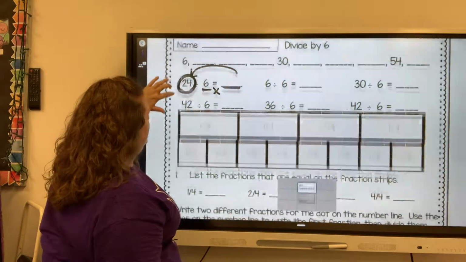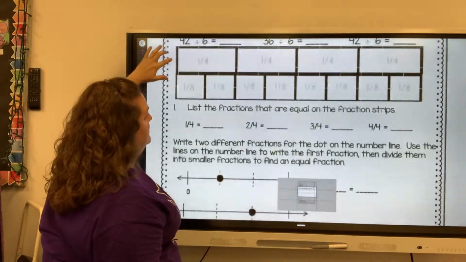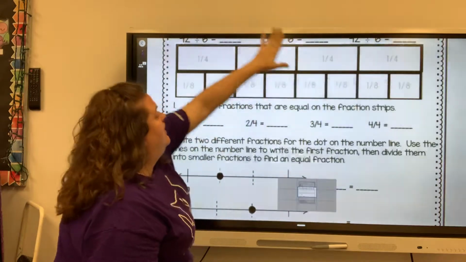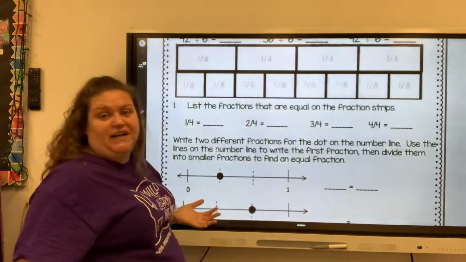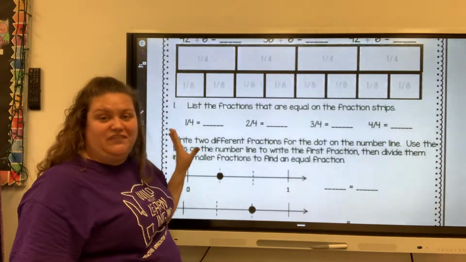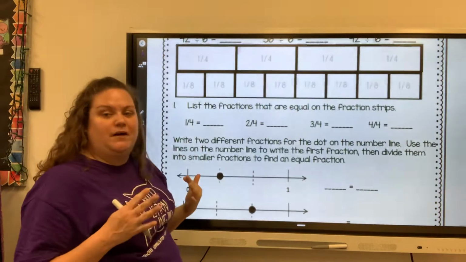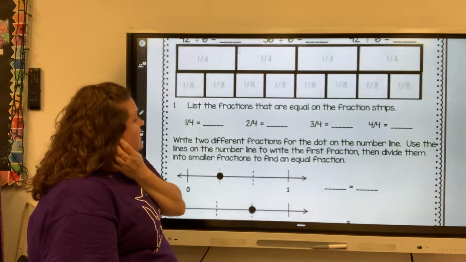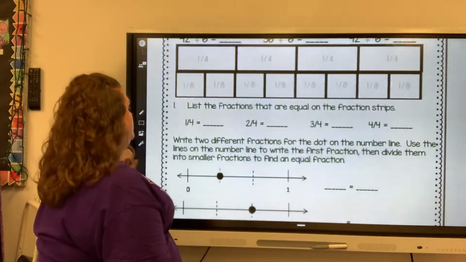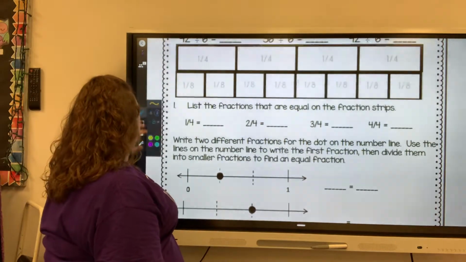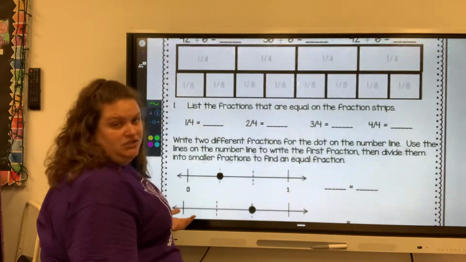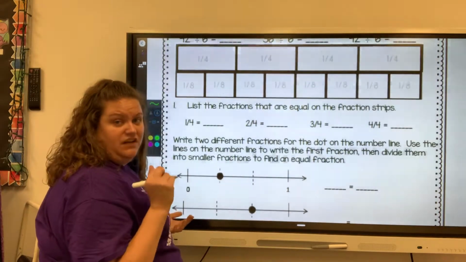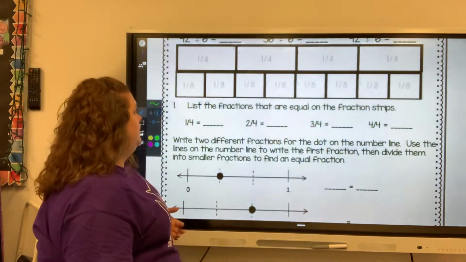We're going to move on down here to equivalent fractions. They gave you fourths and they gave you eighths. They already divided it up nice and evenly for you. I love how they did this for you, so we don't have to worry about drawing it. It says, list the equivalent fractions that are equal on the fraction strips. I'm going to do a little bit of highlighting and erasing on this one, and if you want to do it as well on your paper, or just mark it off, you can do that too.